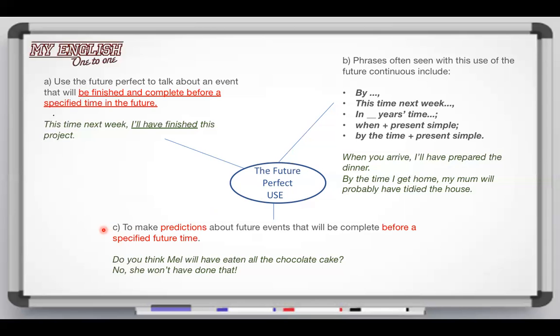Use the future perfect to make predictions about future events that will be complete before a specified future time. All right. So again, we can use this to make predictions, okay? So do you think Mel will have eaten all the chocolate cake? No, she won't have done that. In this case, this is not an event that you're planning. It's actually a prediction. Very well.